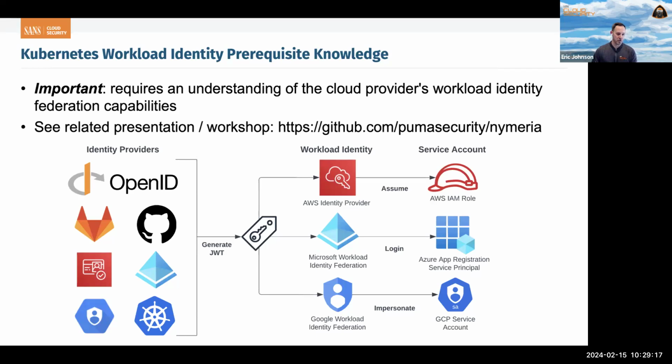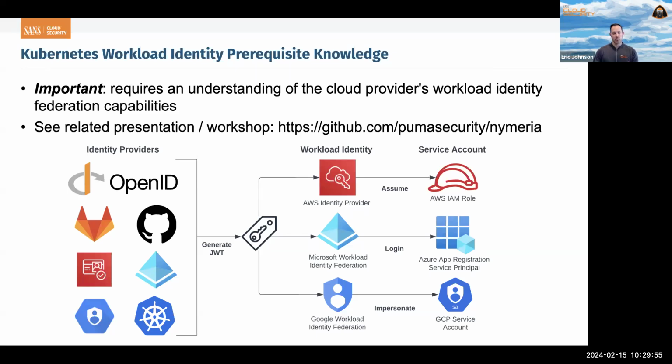If this is new to you, this is going to be some prerequisite knowledge you need to start setting this up inside of Kubernetes specifically. I did an RSA session on this last year where I walked through cloud workload identity federation in AWS, Azure, and Google. So if you go out to our GitHub repository at pumasecurity/Nymeria, you will find the GitHub repository that's got a link to that RSA presentation and the YouTube video, as well as a 2 to 3 hour workshop that I did with SANS last year.